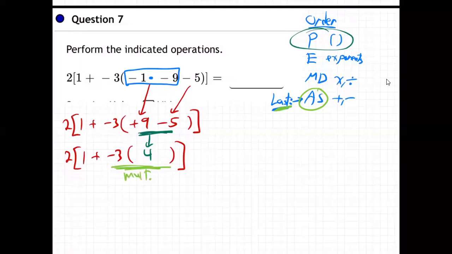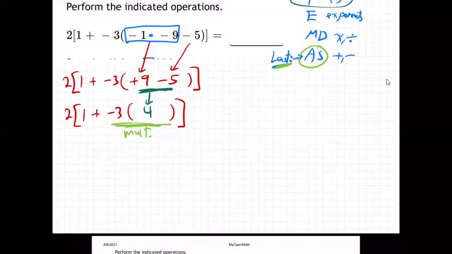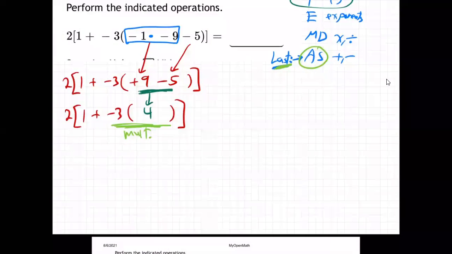Remember, that's the trick. That's the main thing that gets people: they'll accidentally add or subtract sooner than they should. So remember, adding and subtracting is last. Whenever you have another option, do the other option first. So I'm going to do this. This -3 is going to multiply first before he adds and subtracts with the 1. Okay.